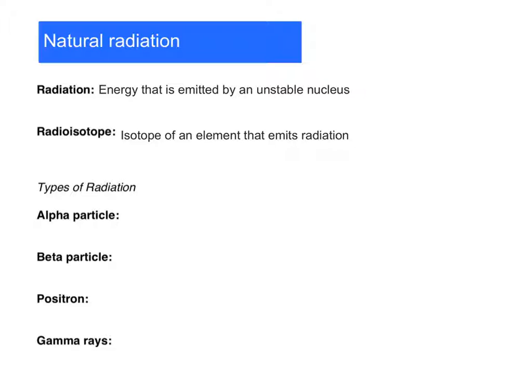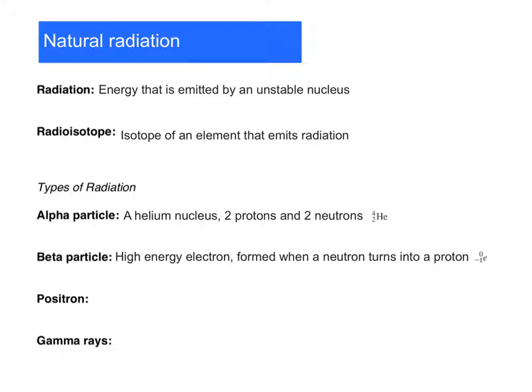Then there are a few different types of radiation that I've got listed here. An alpha particle is just like a helium nucleus. The symbol for an alpha particle is helium with the 4 at the top, meaning it's got a mass number of 4, and 2 at the bottom, meaning it has 2 protons. Since we know it has 2 protons and the mass number is 4, it must have 2 neutrons.